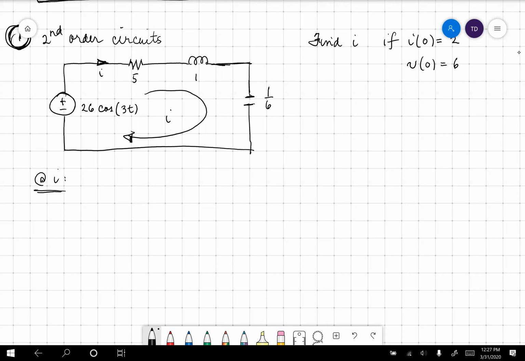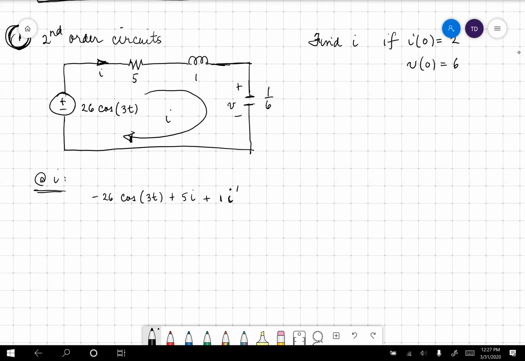So around this loop, we have the following. Minus 26 cosine of 3t plus 5i plus 1 I prime. And now I want the voltage across the capacitor. It's been a long time since we've looked at this, but I want this voltage across the capacitor, which is V, but I don't want to write it as V. This needs to be in terms of my mesh current.